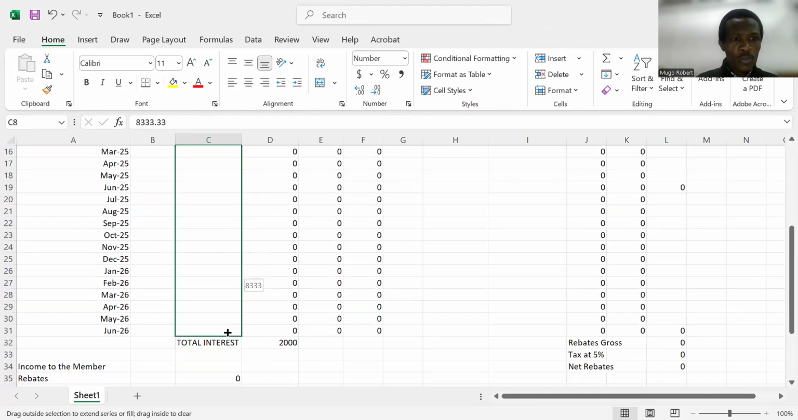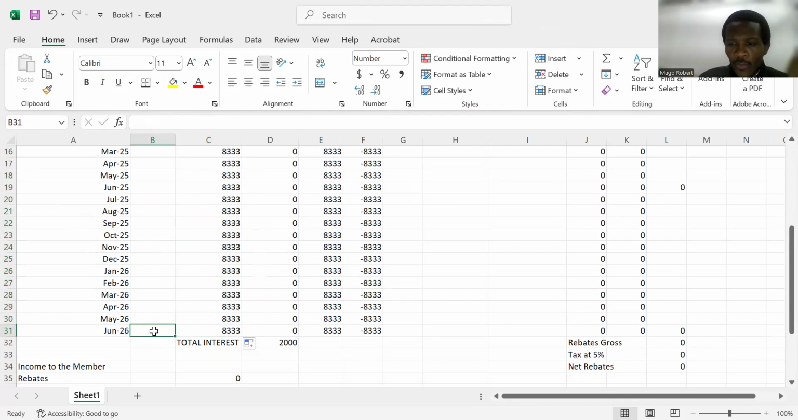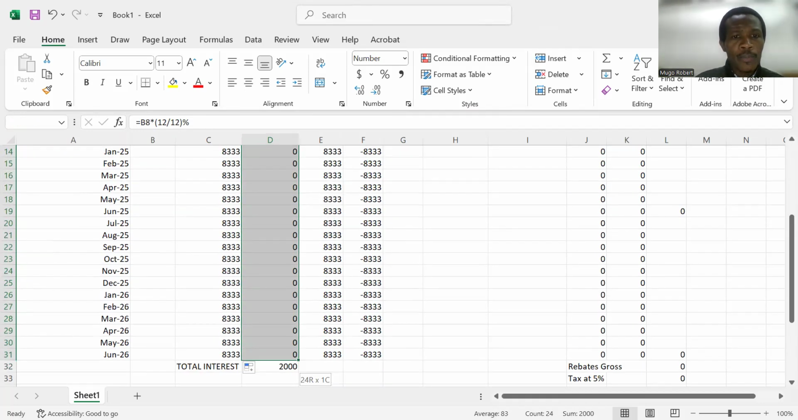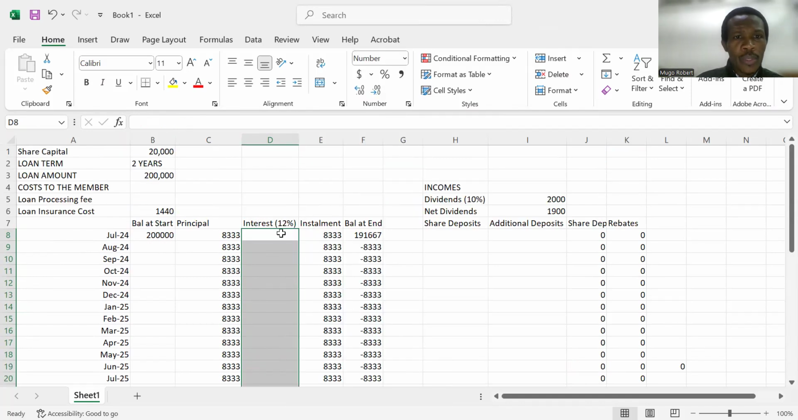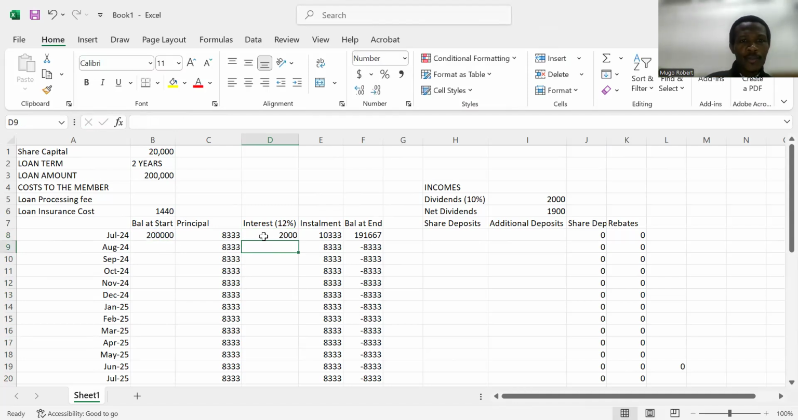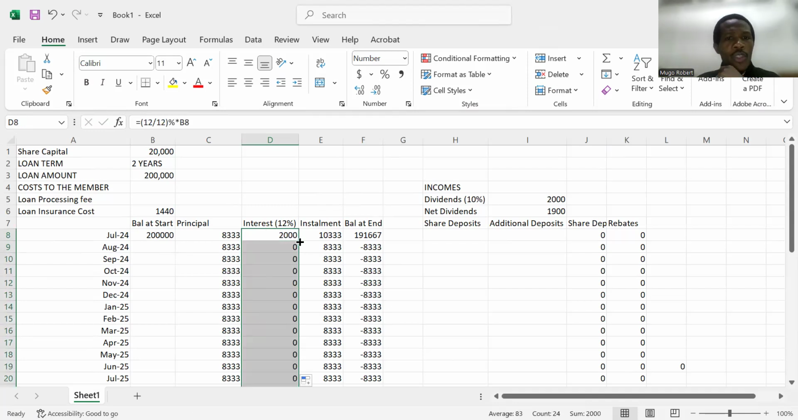The loan is ending in June 2026 because it's a loan for 2 years. This Sacco is charging the member interest at 12%. The interest at reducing balance will be 12% per annum. So this is interest per month, 12 over 12, then percentage, times the balance at the start. That gives me 2,000. I can double tap this to take care of all the other months.